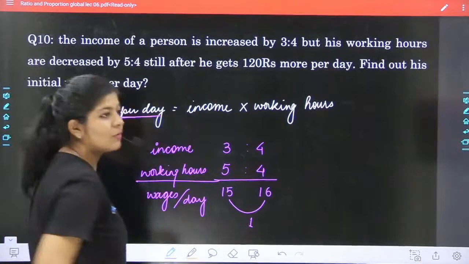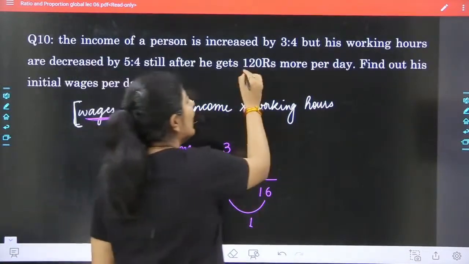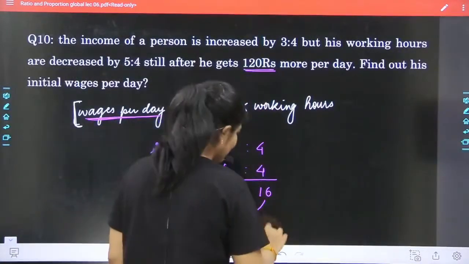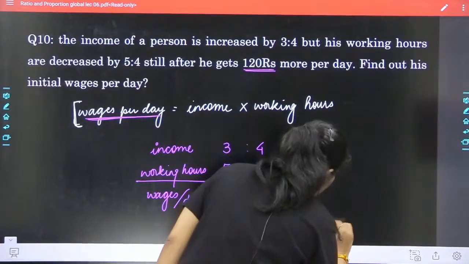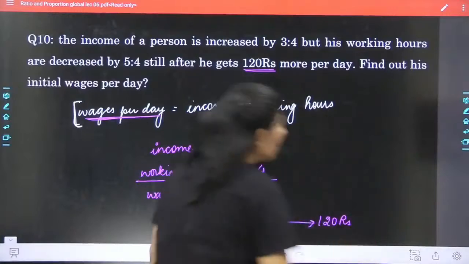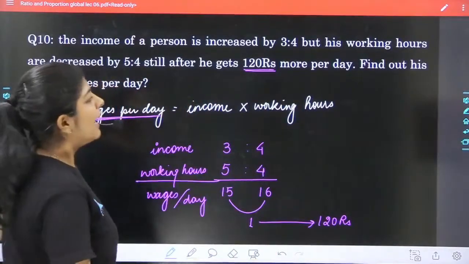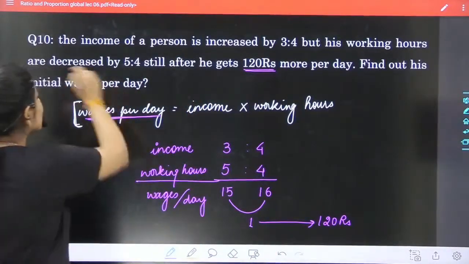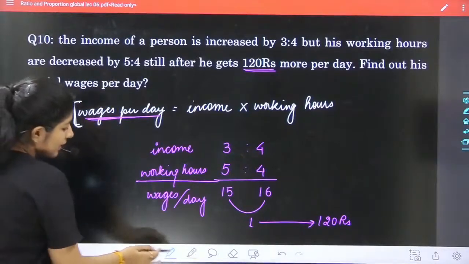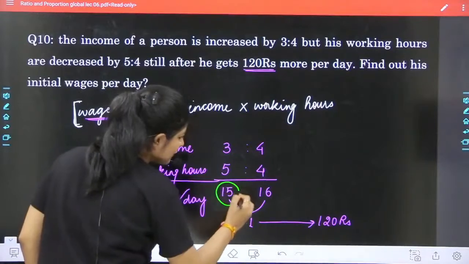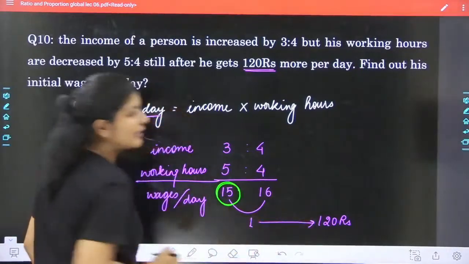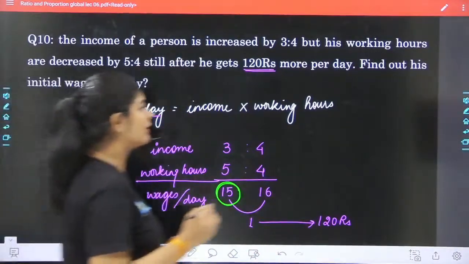But as per question, he is getting 120 more rupees. That means the value of 1 over here is equal to 120 rupees. Now what I have to find out? I have to find out his initial wages per day. That means I have to multiply this 15 by 120 just to calculate the initial wages.